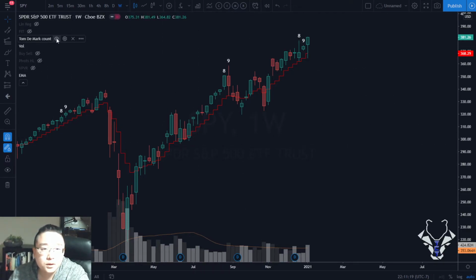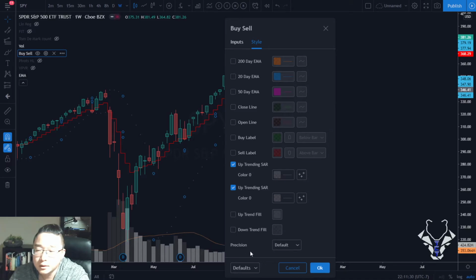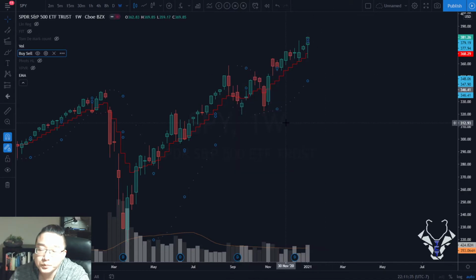Another one I use, some people use this one, the Parabolic SAR. This one is under the buy and sell just because it's a multi-indicator package. So under here I only use the SAR. It's a trend identifier. However, it's good for beginners, just to help you identify where the trend is. As long as the dot, the indicator, is under the ticker, it's in an uptrend. As long as the indicator is above the candlestick, it's in a downtrend.